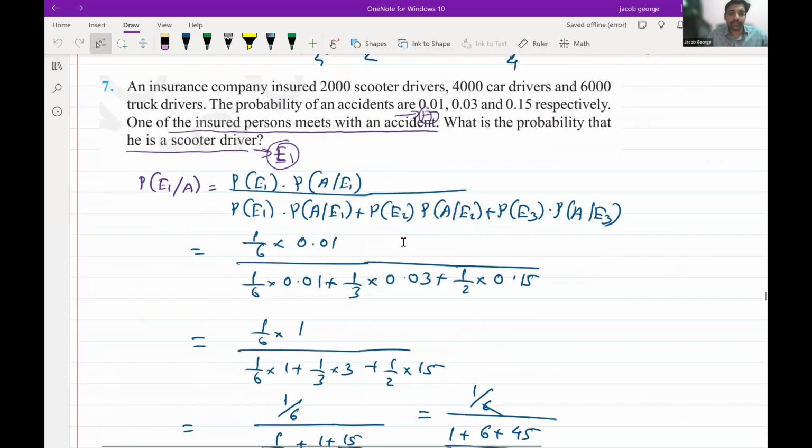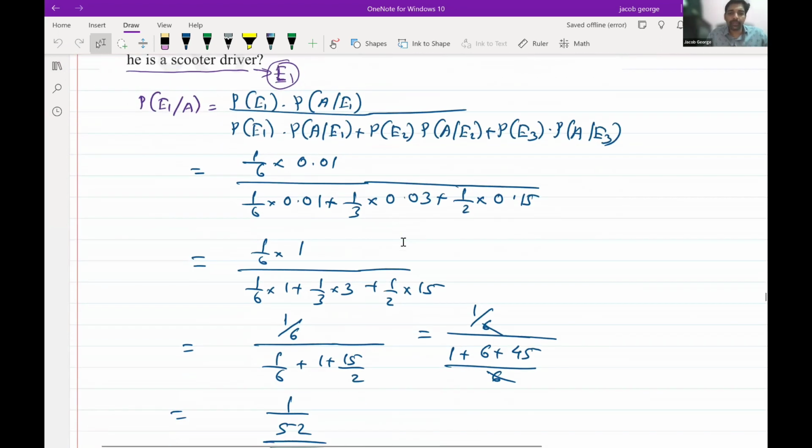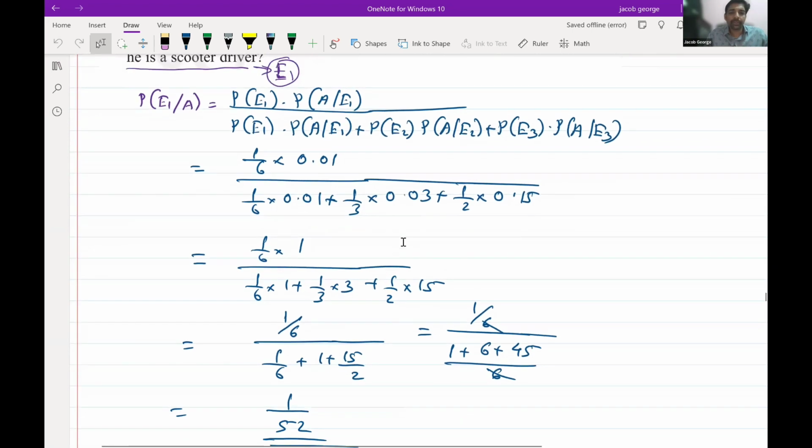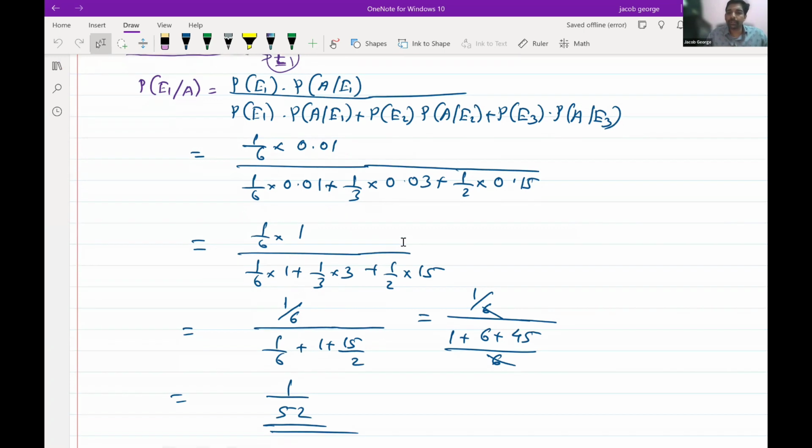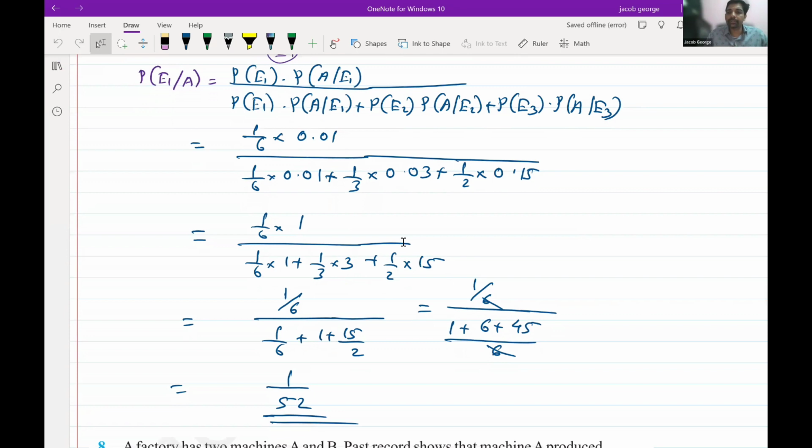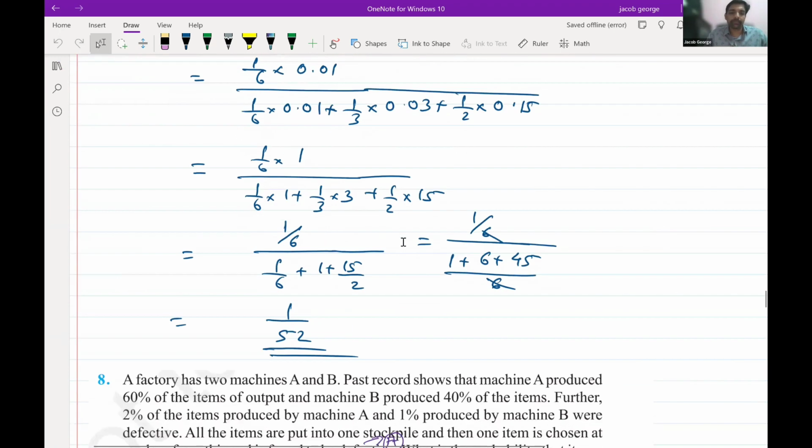Yes, like this it is substituted then. P of E1 given A, P of E1 into P of A given E1 by the total probability. P of E1 into P of A given E1 plus P of E2 into P of A given E2 plus P of E3 into P of A given E3.